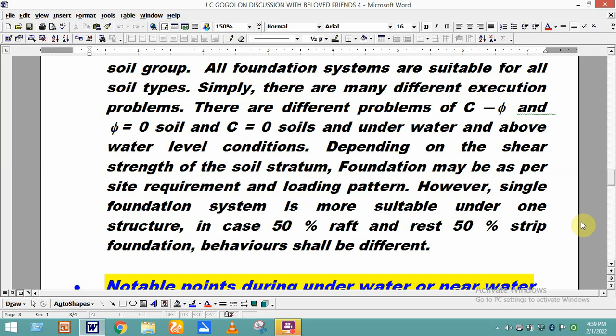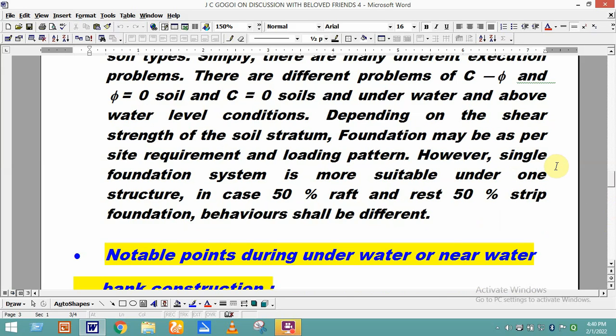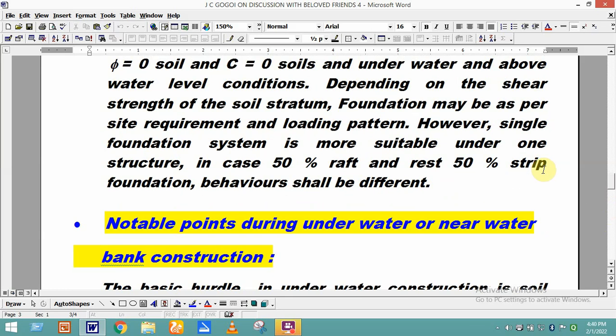We should not provide different foundation systems under the same building construction. One foundation system is much better. I hope I am able to say what I know. With my little knowledge, I am trying to give you some information regarding this.